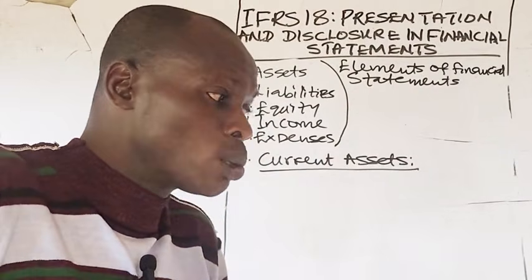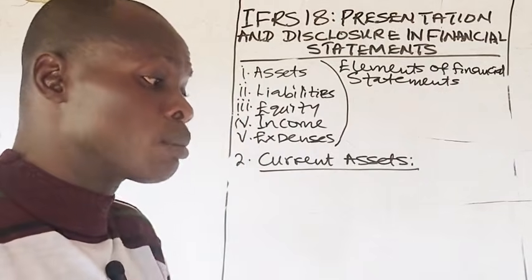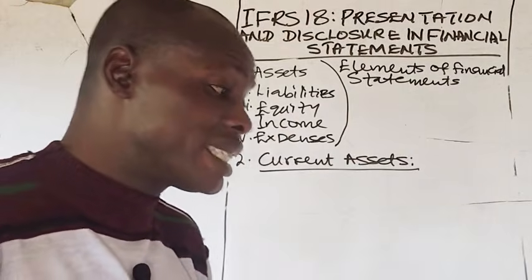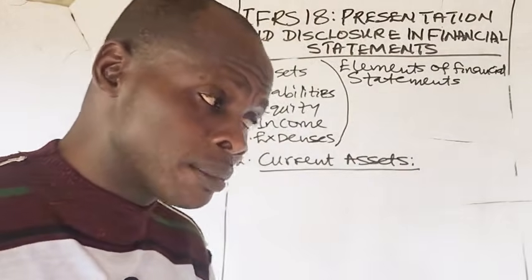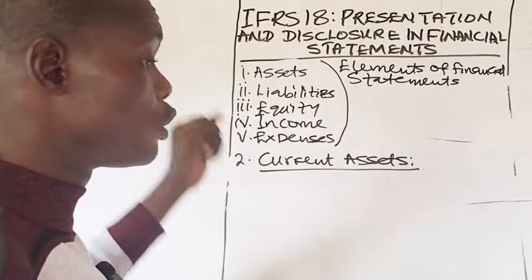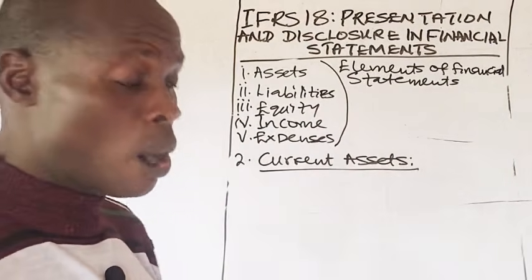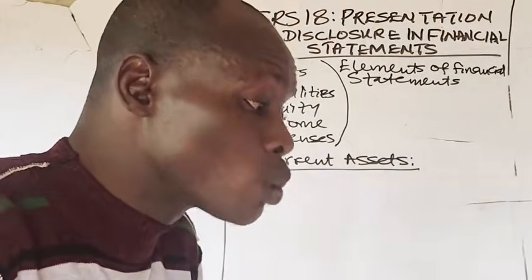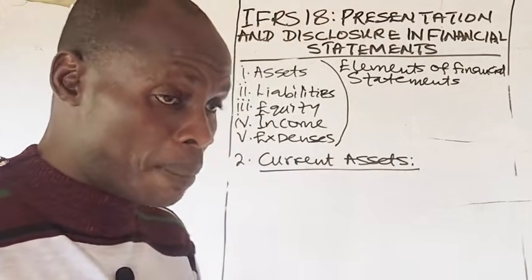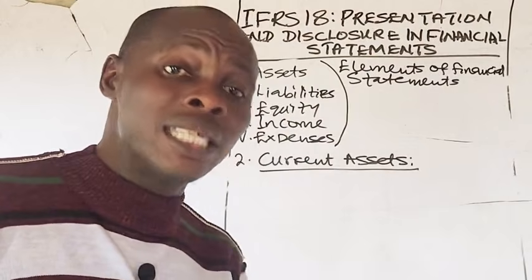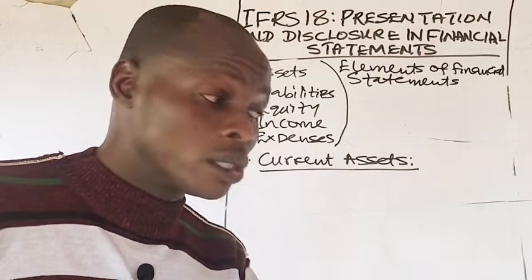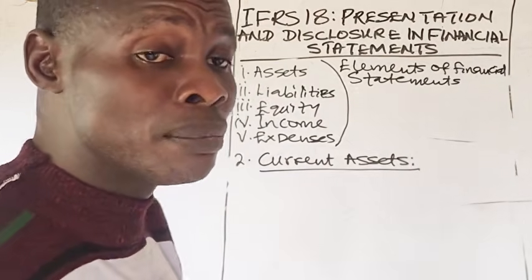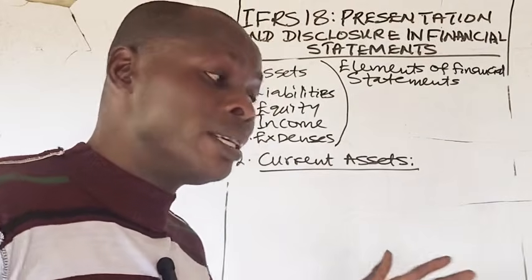The entity expects to realize the asset, or sell the asset, or consume it in the normal operating business cycles. Number three, the entity expects to realize the asset within 12 months after the reporting period. That is, the entity expects to sell the asset within 12 months after the reporting period.